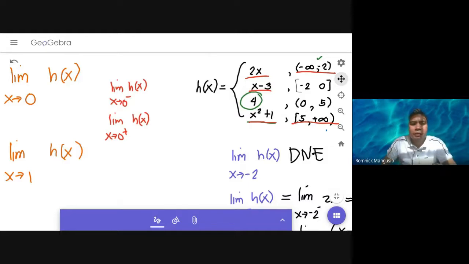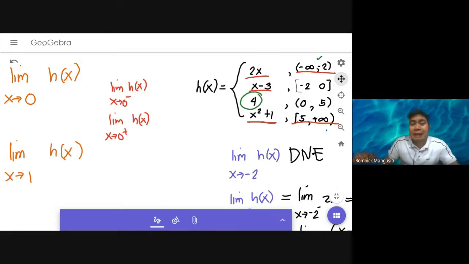Okay, so time's up. Now we're going to answer the following. On the first problem, limit of h of x as x approaches 0, when are you going to check the left and right, and when should you not identify the left and right? Okay, let me repeat. When are you going to check left and right? When are you going to ignore left and right?